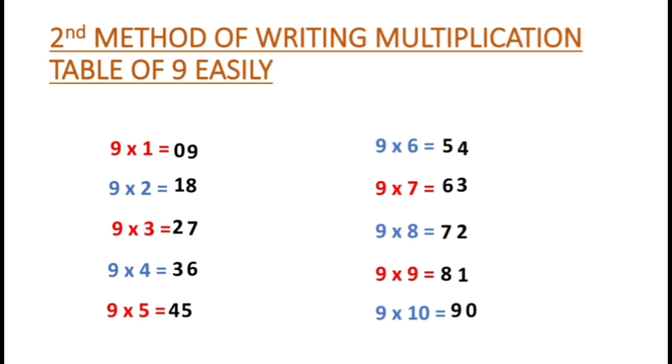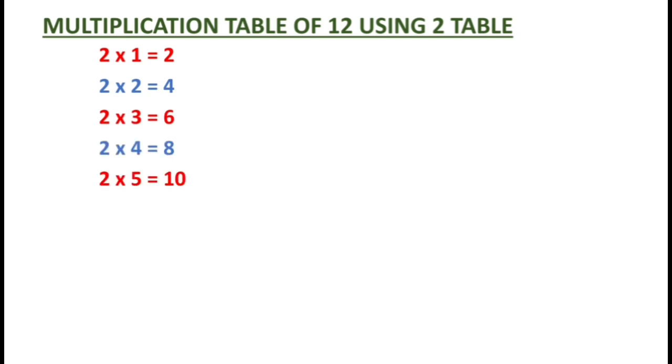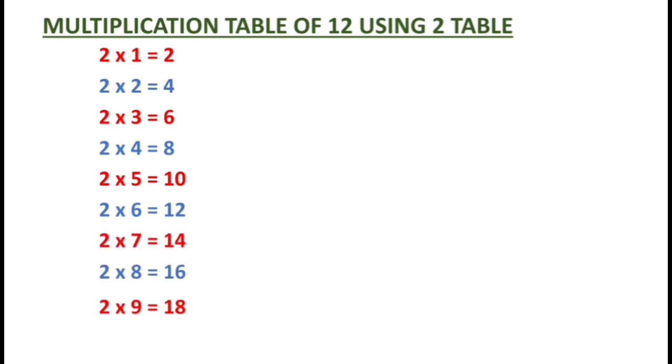Now let us see how we write the tables of 2-digit numbers in an easy method. Now here we will learn to write the 12 table using the 2 table. So can you tell me the 2 table? 2 ones are 2, 2 twos are 4, 2 threes are 6, 2 fours are 8, 2 fives are 10, 2 sixes are 12, 2 sevens are 14, 2 eights are 16, 2 nines are 18, 2 tens are 20.